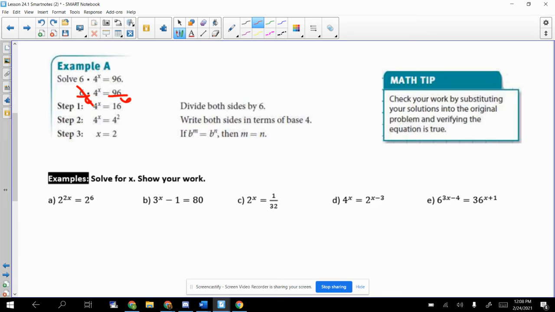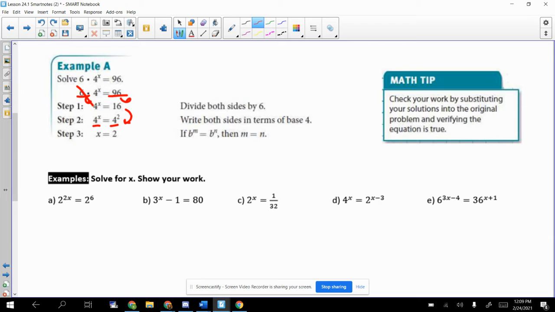And then what they did here is they rewrote 16 as 4 squared because now these have the same base, 4 and 4. So then you can just take the exponents x and 2 and set them equal to each other, so x equals 2. And that is how you solve for an exponential function.